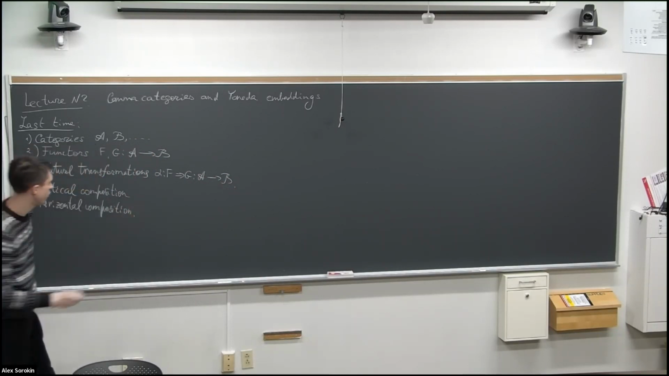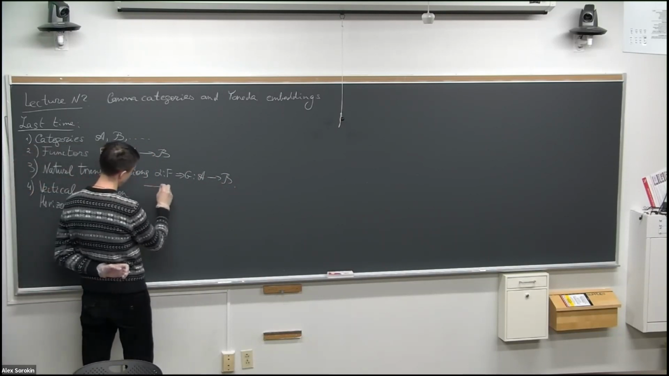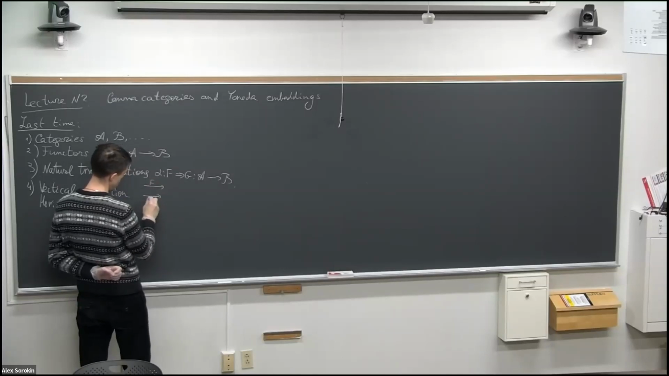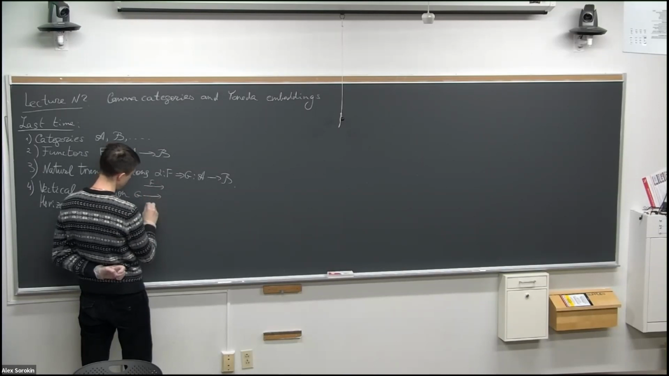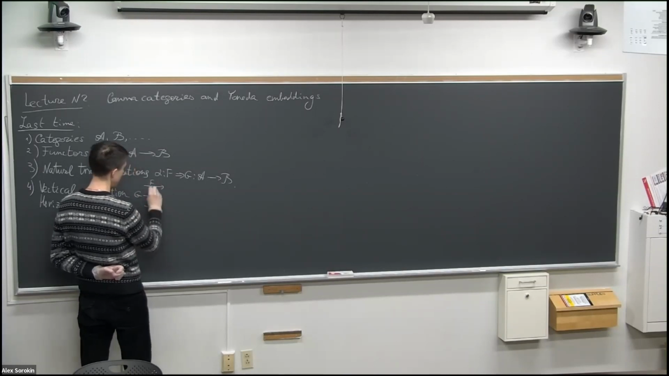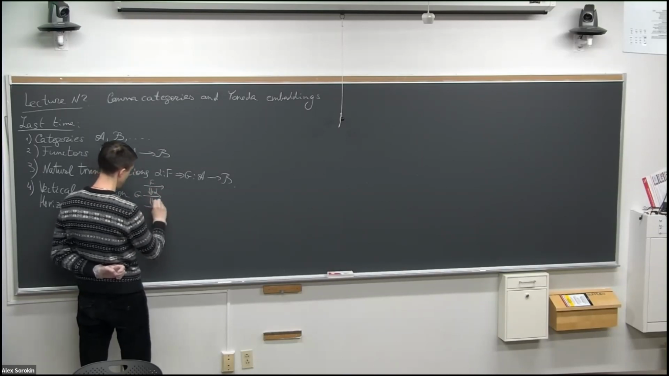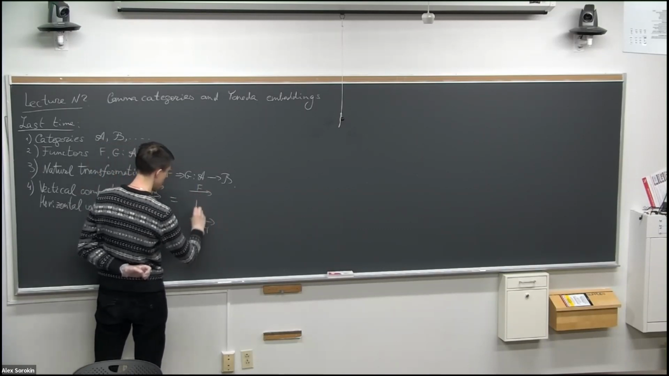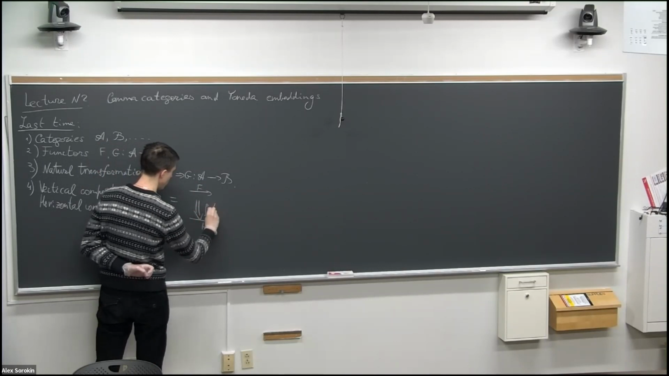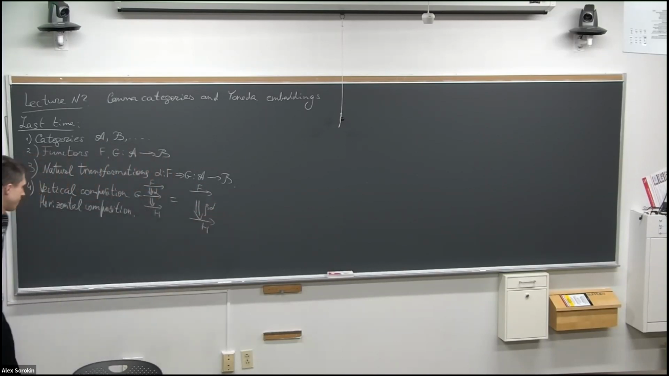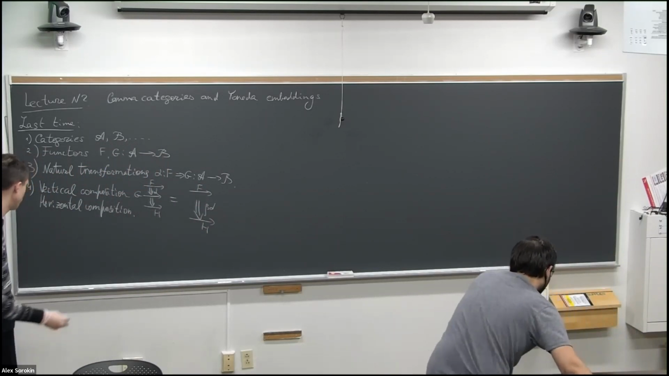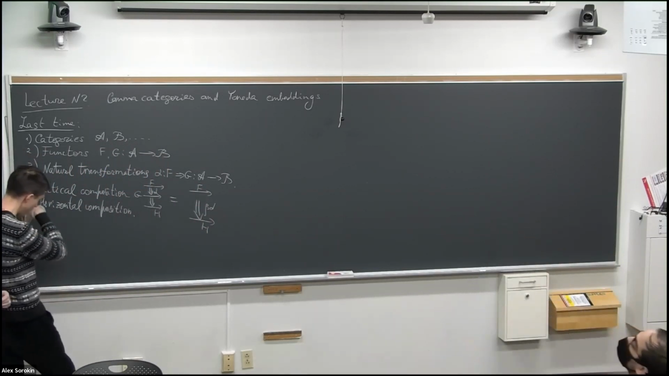Vertical composition. We have, for instance, F, here we have G, here we have H, with our alpha, here our beta. The same from F going to H, beta alpha. That's vertical. Horizontal is going the other way.